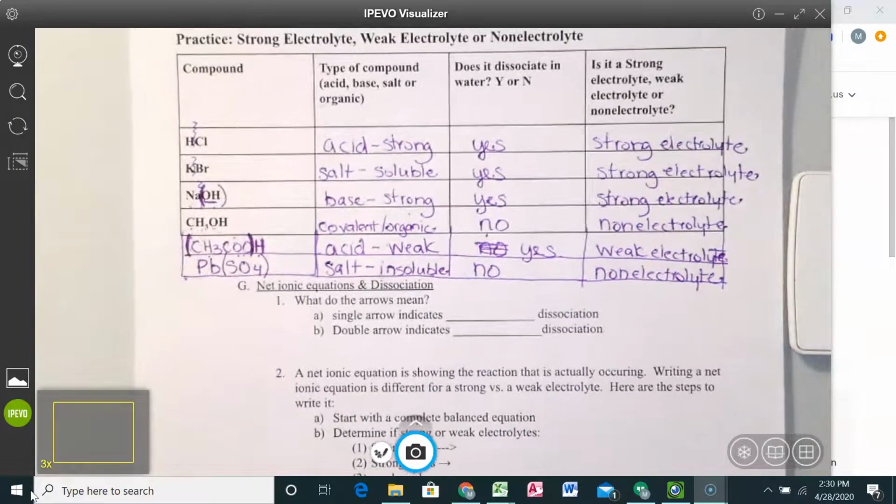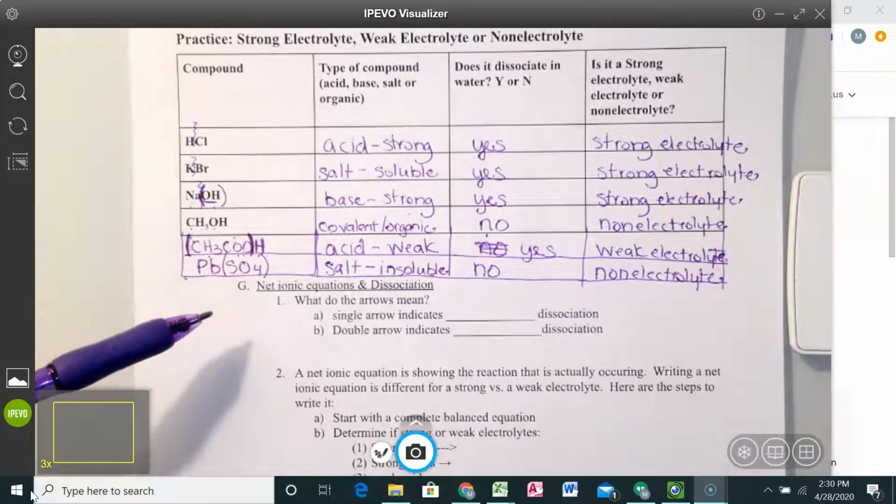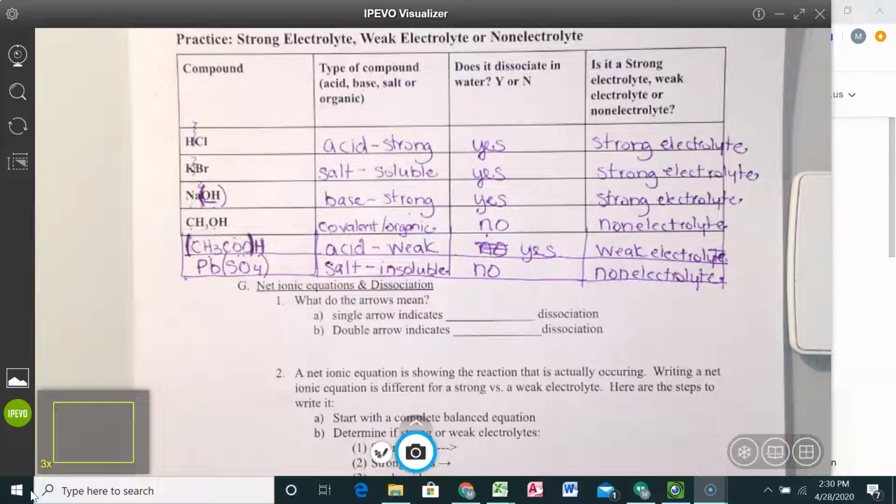Okay, so we are going to stop here for today. On Monday, Mrs. Marcus is going to walk you through how to write net ionic equations and what that means. It deals with these strong and weak electrolytes. Pay attention to the tasks. It's going to tell you which problems to attempt in the acid-base packet that you should have. And the answers are also going to be posted in there. So take a look at all of those things.